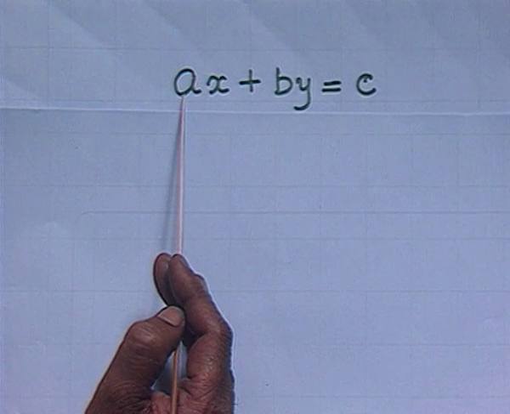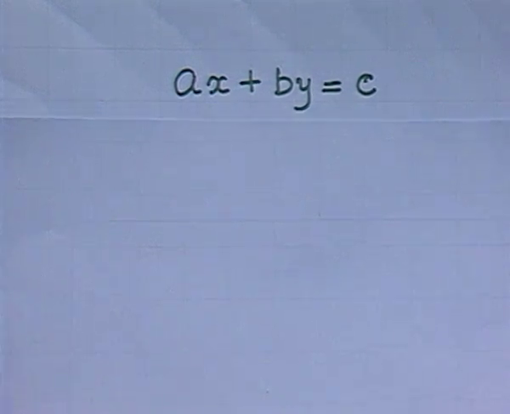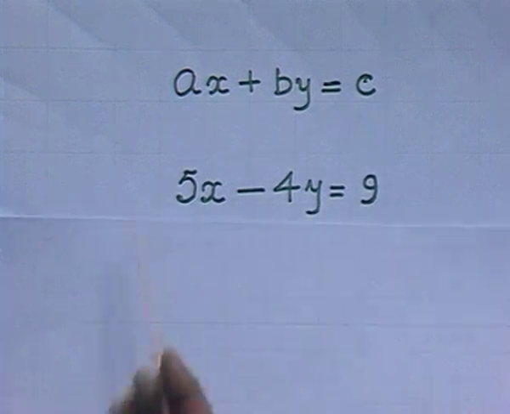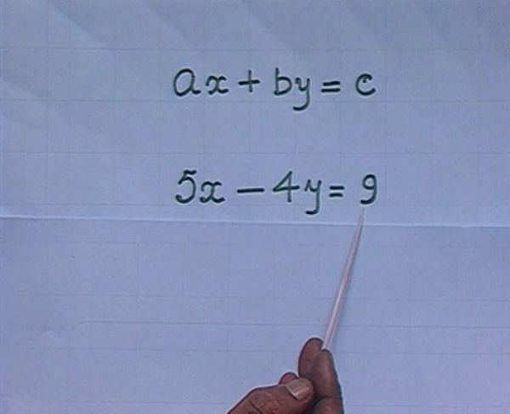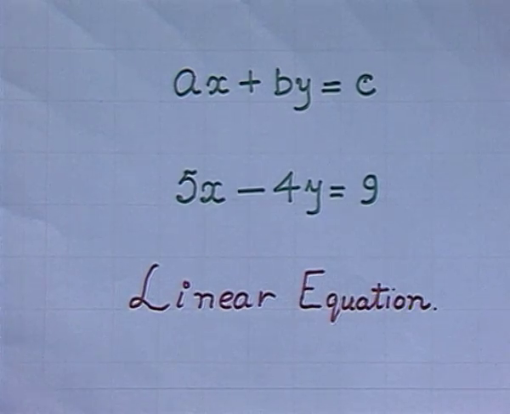I can assign any value to a and to b. If I give a particular value to a and a particular value to b, then I get an equation 5x minus 4y equals 9, and this is nothing else but a linear equation in x and y.